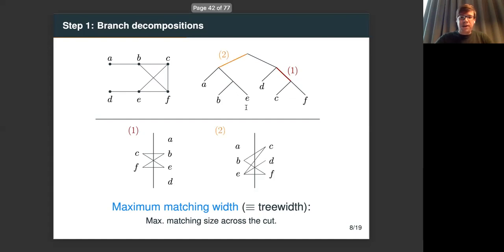Now there's only one cut where the width could possibly be bigger, which is when we have 3 vertices on each side. But we see that here also the maximum size of any matching is 2. So now the width of this decomposition will be the maximum width of any cut. And so the maximum matching width of this decomposition is 2.